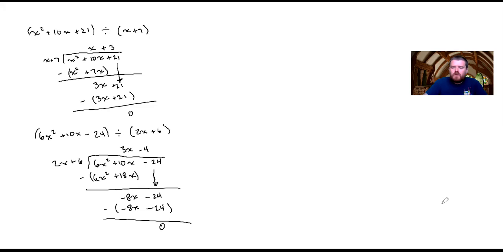Now, the examples that we do in class, I'm always going to give you examples where we get a remainder of 0, right? So it should divide evenly. You can still use this technique on polynomials that don't. So for instance, let's say x squared minus 6x plus 1 divided by x plus 1.